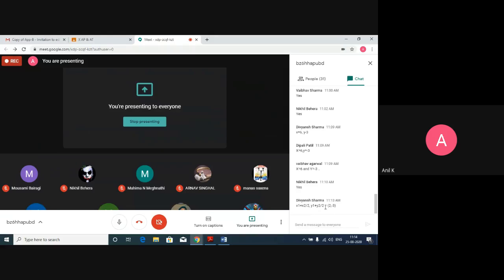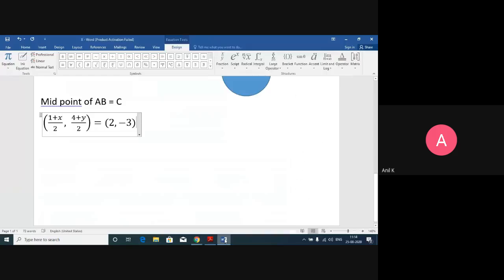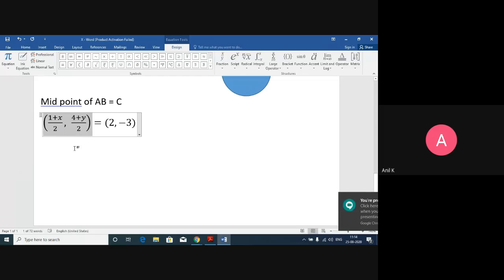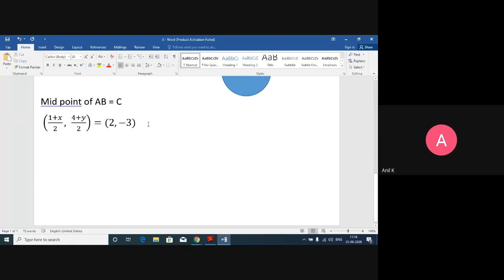(x1 + x2)/2, (y1 + y2)/2. Why am I taking them equal? The reason is the midpoint. This is the midpoint I got by using the formula, the highlighted one. And this is the midpoint which is given in the question. One line will have only one midpoint, so both of them must be equal.